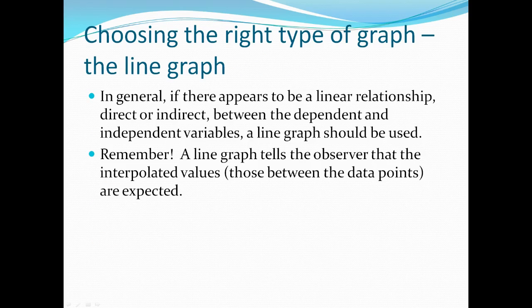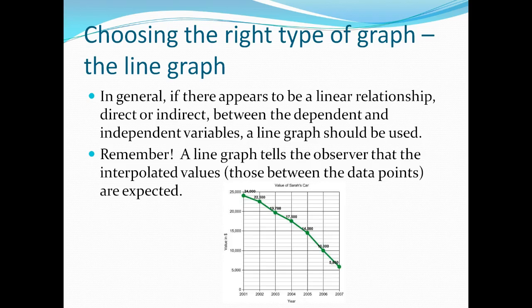Now the question arises, what type of graph do we use? Line graphs and bar graphs are commonly used to represent data. In general, you want to use a line graph if there appears to be a linear relationship, either direct or indirect, between the dependent and independent variables. Remember, a line graph tells the observer that the interpolated values, those values between the data points, are expected.